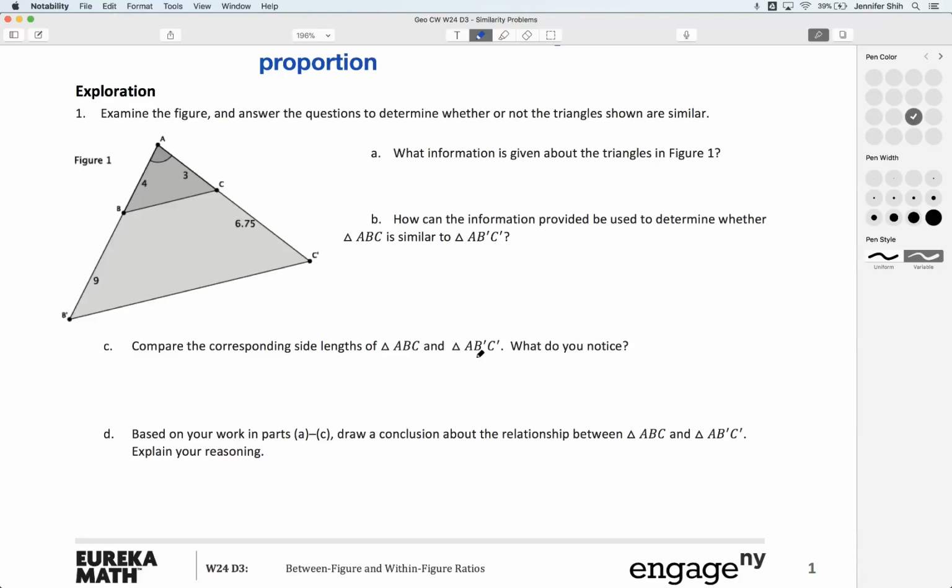This question is the exploration question, and it's going to lead us into the criteria for similar triangles. This is actually more fun. I'm sorry I have to do this in a video, because it's actually more fun to let you figure this out on your own, and then you come back to this video.